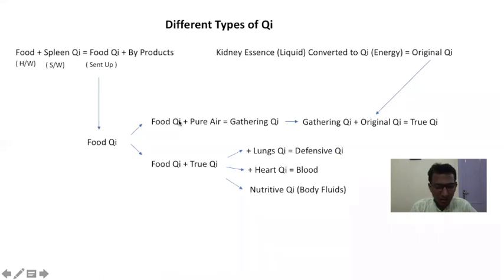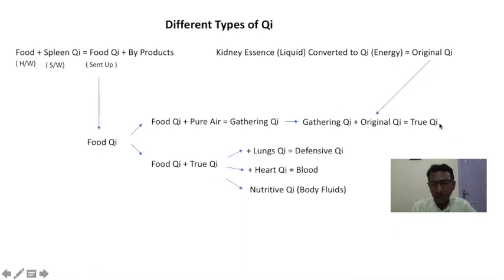remolded. The food key gets added, and the spleen key sends the food key to the lungs, where it gets added with the pure air and gets converted to gathering key. This gathering key gets added with the original key. When the liquid essence gets converted into energy form, that energy we call original key. That original key gets added to the gathering key, and that takes the form of true key. This has its own functions, like controlling the lungs and heart; it plays a role in all of those things.